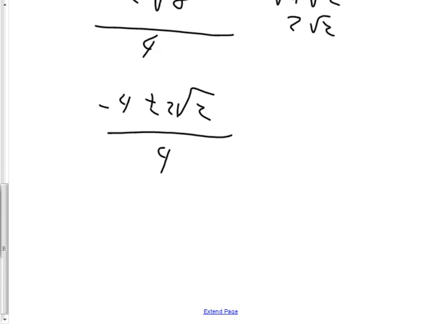And you can't stop there either, because there's something in this and this and this. What's in all of them? 2. 2 goes in here negative 2 times. 2 goes in here once, and 2 goes in there twice. Final answer, negative 2 plus or minus root 2 over 2.